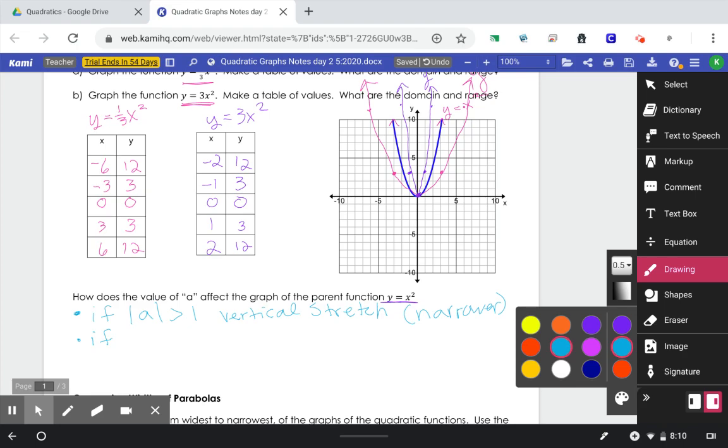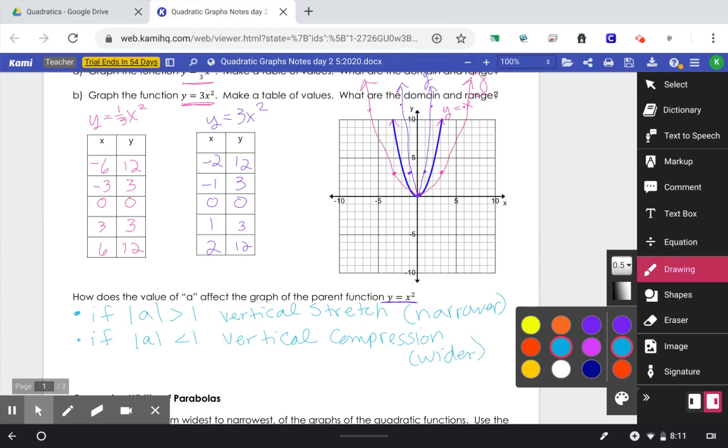If we look at the other graph of y equals 1/3 x squared, think about the absolute value of that. If it's less than 1, okay, 1/3 is less than 1, what happens is it's going to flatten it down, or compress it down, and it makes it look wider than the parent function. So we call this a vertical compression. Okay, and this is going to look wider.